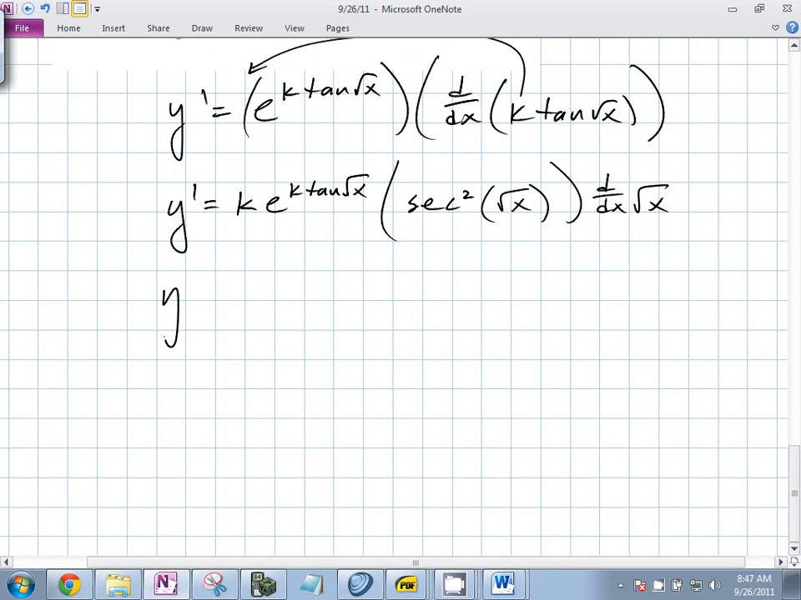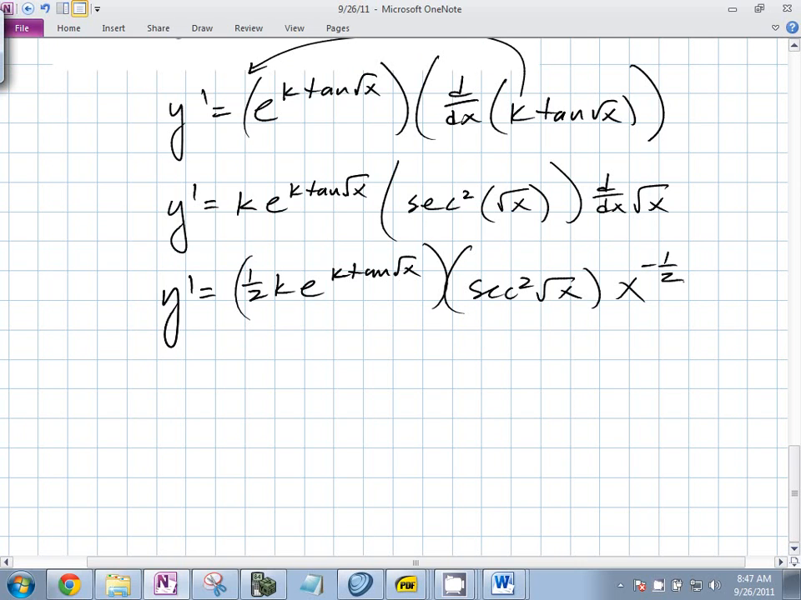So y prime is going to be 1/2. I'll pull it out front quickly. 1/2 k e^(k tan √x) times secant squared of the square root of x times x to the what power? Negative 1/2. I pulled the 1/2 to the front. Usually you'd see that in a book as k over 2, like that. And usually the parenthesis would probably be there. I like putting the parentheses there to make it absolutely clear what I mean. I put little hooks at the end of my radical signs to show where the radical ends, to be very clear. Are we good on this?